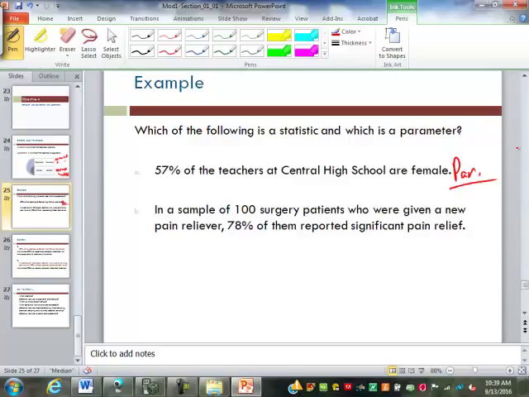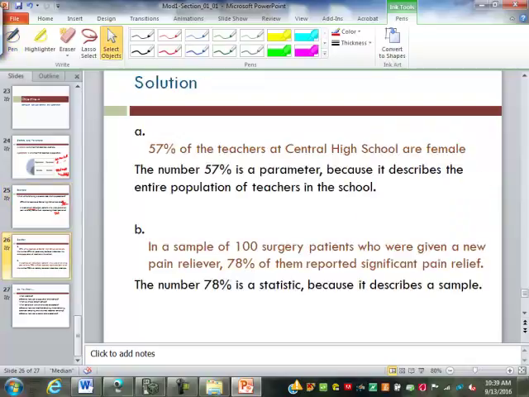In a sample of 100 surgery patients who were given a new pain reliever, 78% of them reported significant pain relief. Well, it says right in here, a sample of 100 surgery patients. So that is a statistic. Statistics describe the sample. And there it is, there's a parameter and statistic. There's a solution for that last one.